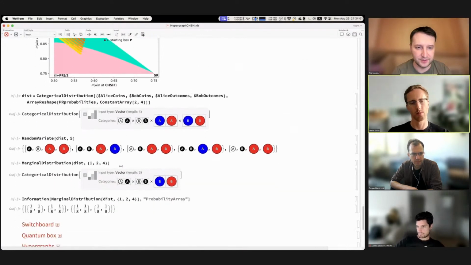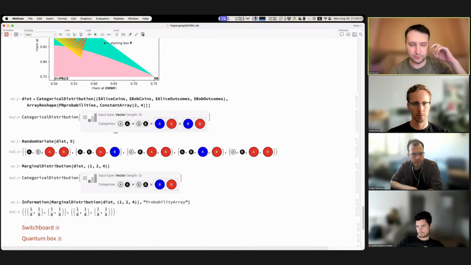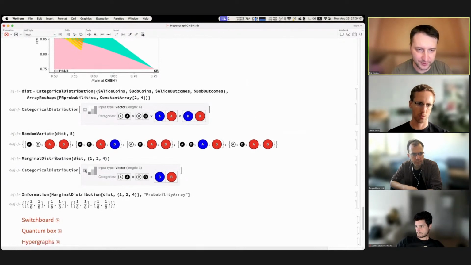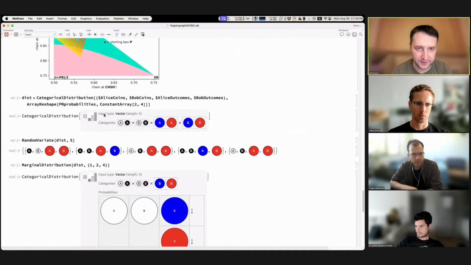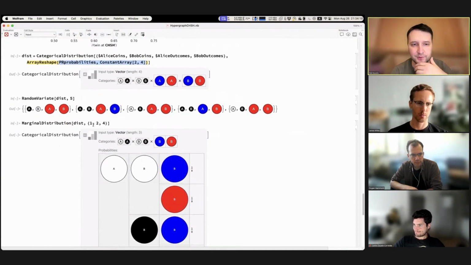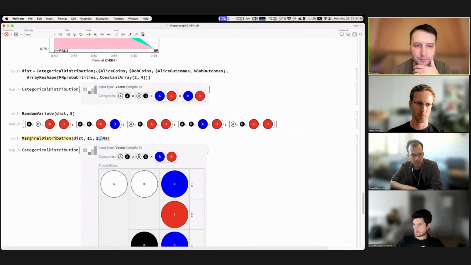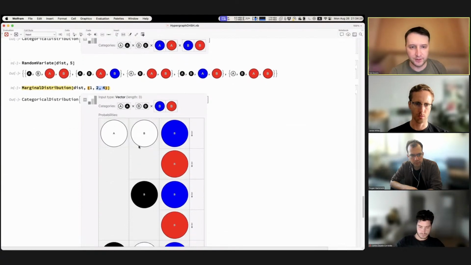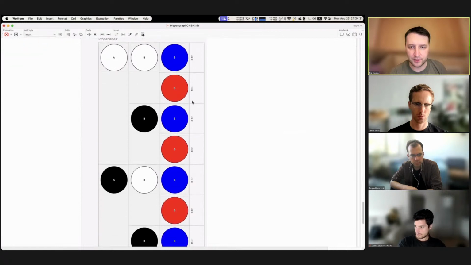Yeah. And just to show explicitly what the non-signaling condition means, because it's the interesting one, I think. Given that distribution, the perfect one, you can construct the categorical distribution. If you marginalize, for example in this case, over all the variables except Alice's outcome, you can see that the distribution is now completely uniform.